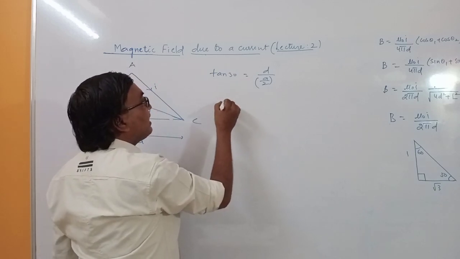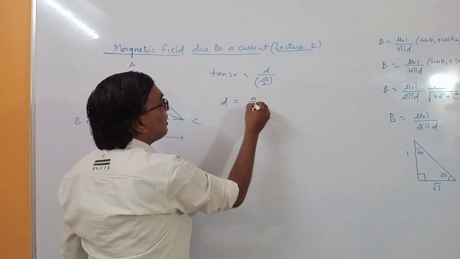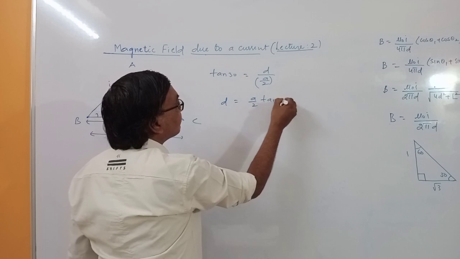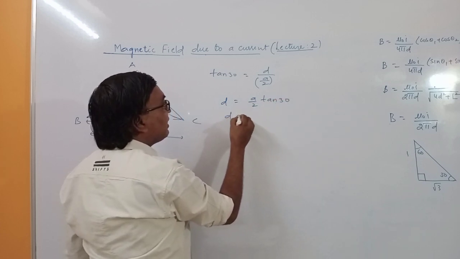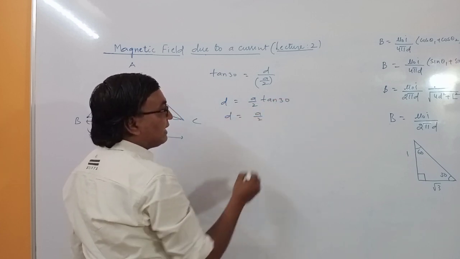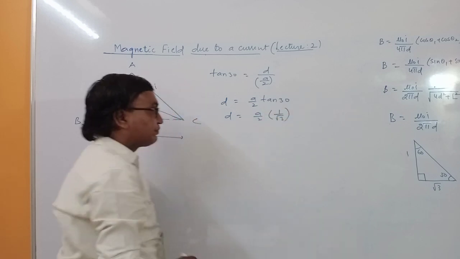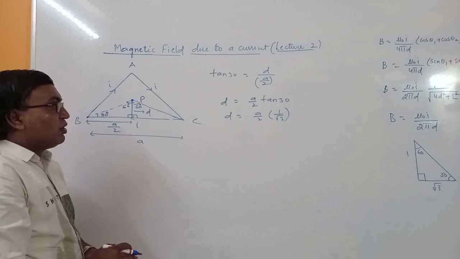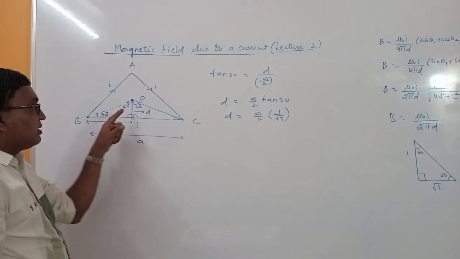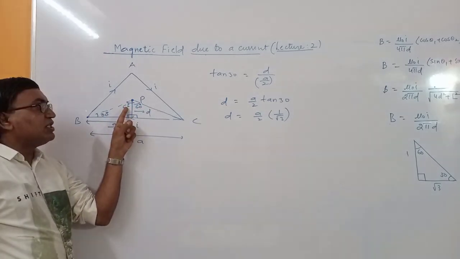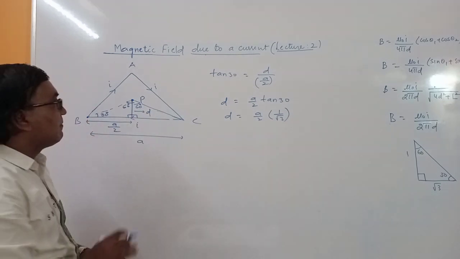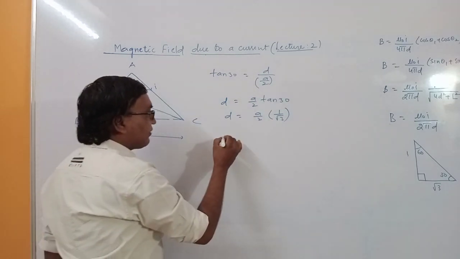So D is equal to A by 2 tan 30. So D will be equal to A by 2, and tan 30 is 1 by root 3. Fine. Now you have the distance and you need the two angles. So this is 60, this is also 60 degrees. Then now we'll find out the magnetic field.